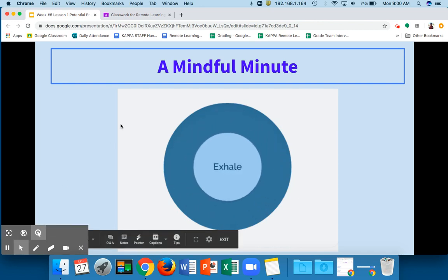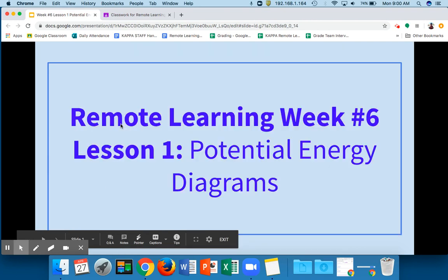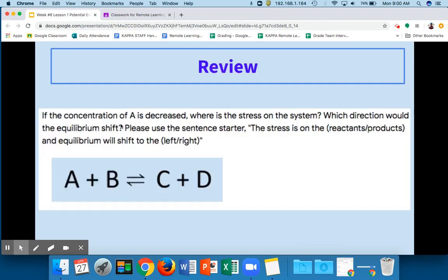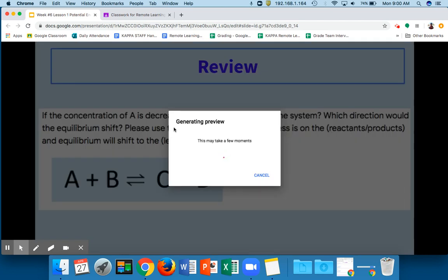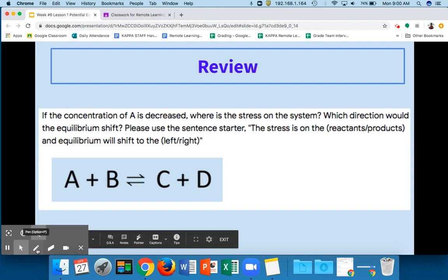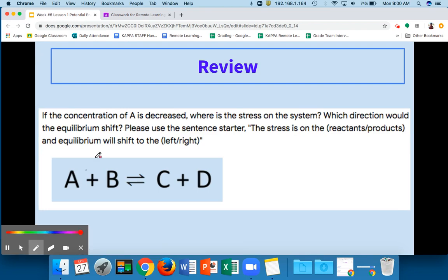Okay, so today we're talking about potential energy diagrams. Before we do that, I'm going to review some questions from last week. So these were some questions that were commonly missed. So I'm going to go over these.